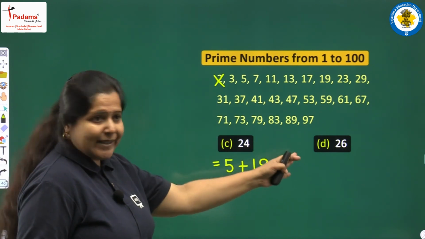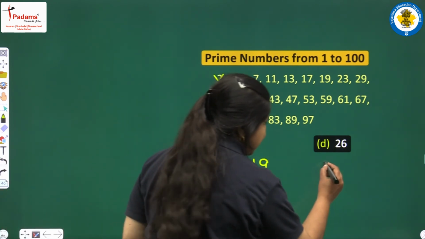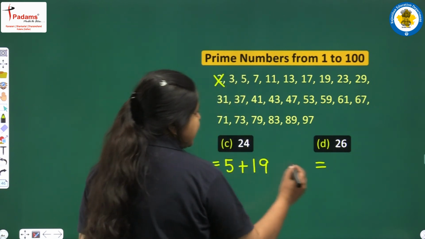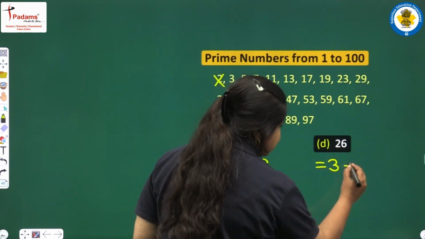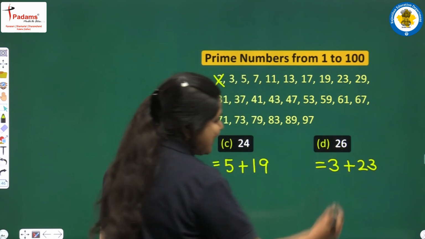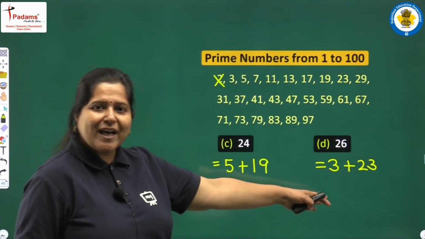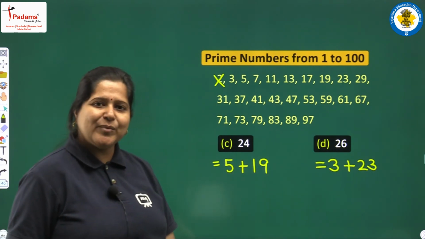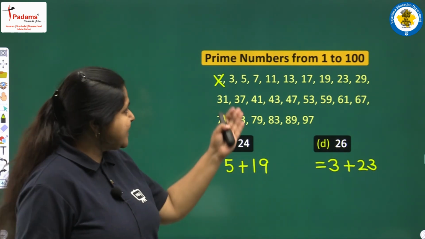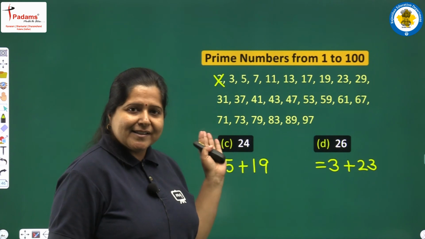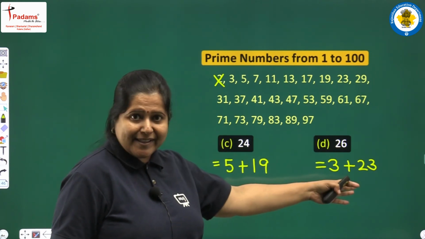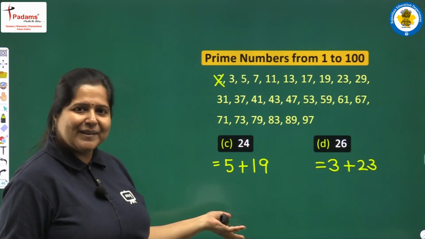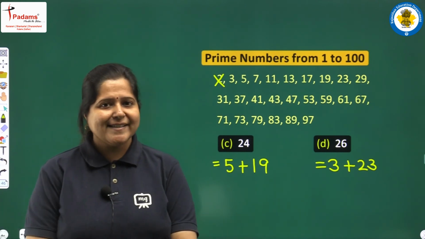Now we move on to 26. We have to again break this 26. If I take one of the numbers to be 3, then the other one will be 23. Yes, both are prime numbers and odd numbers and their sum is coming out to be 26. Similarly, you can search for other such pairs such that their sum comes out to be 26 or 24. With this, question number 6 is complete.